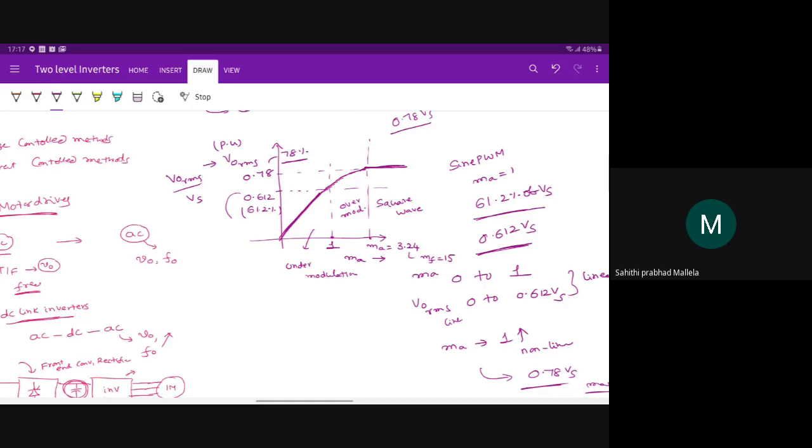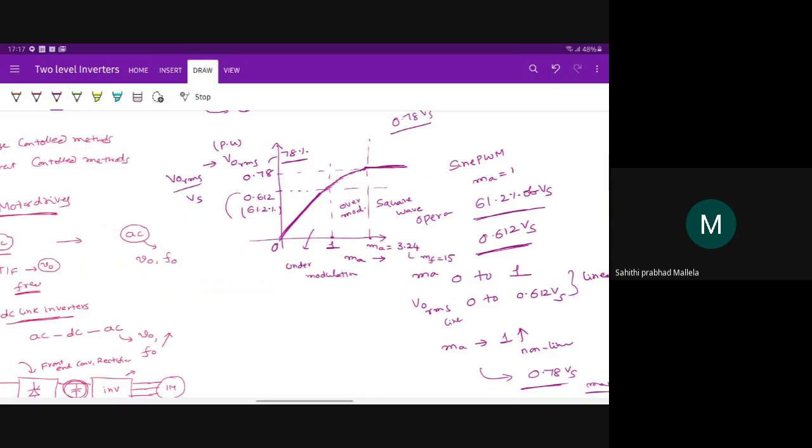Is it clear? Based on the modulation index, the inverter will operate in three modes. Under modulation is MA 0 to 1. Then over modulation, from 1 up to the limit of square wave, and after that square wave operation, right? Once you increase the MA further, there is no change in the output. And remember that from 0 to 1 it operates in linear mode, that is, your output voltage varies from 0 to 0.612 times Vs.